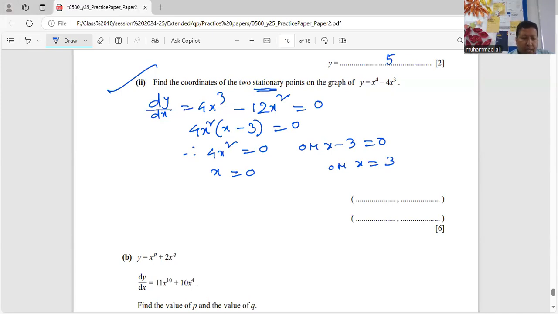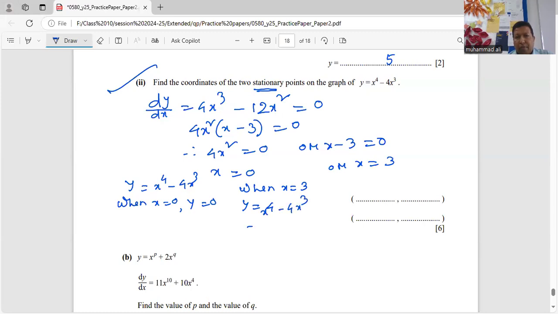Now, when x equals 0, y equals 0. y equals x to the power 4 minus 4x cubed. When x equals 0, y equals 0. When x equals 3, y equals x to the power 4 minus 4x cubed, that means 3 to the power 4 minus 4 times 3 to the power 3. So we'll get minus 27. So finally we have to write here (0, 0) and (3, minus 27).